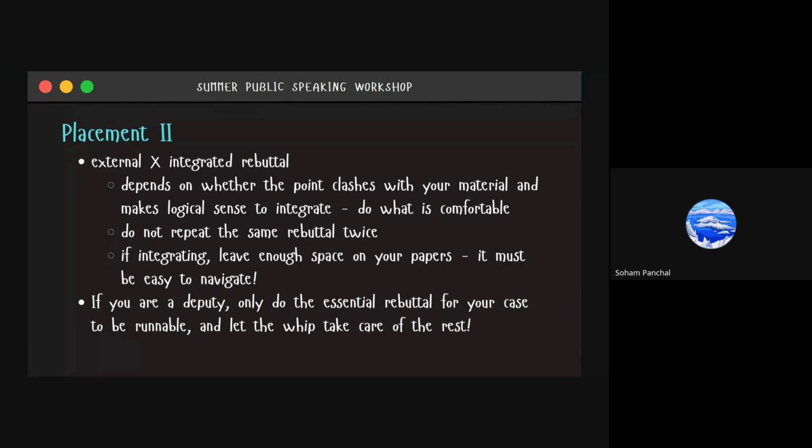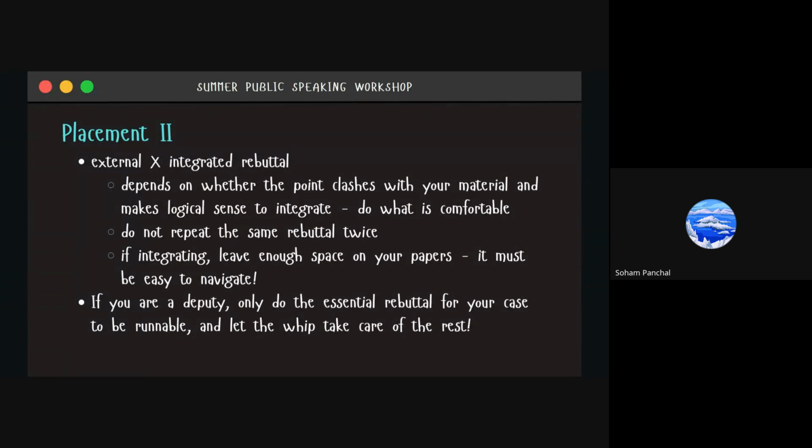Now, if you are integrating the rebuttal, then as I mentioned, when you are writing the points of the opposition in your sheet and you think that this is a rebuttal which you could write, you write it beside it, then leave some space for it. So if there is more engagement in the later speeches, then you could write it down or jot it down there.